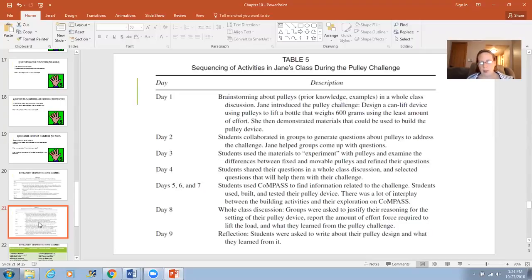So in days 5, 6, and 7, the students used Compass to find information related to the challenge. Students built and tested their pulley device. So they're using the software while they're working. So this sounds more like a real world situation. So think about what you actually do on a typical day.